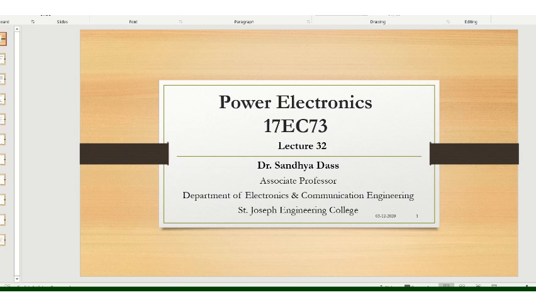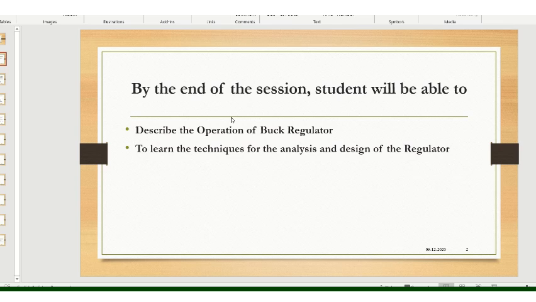In buck boost regulators, similar to buck boost converters, based on the duty cycle the same circuit can be used for stepping down or stepping up. As the name indicates, a regulator regulates the output. Regulates in the sense that the discontinuity or the ripple content is reduced to the maximum extent by the use of filters. By the end of this session, you will be able to describe the operation of the buck regulator, and you will also learn the technique for the analysis and design of the buck regulator.